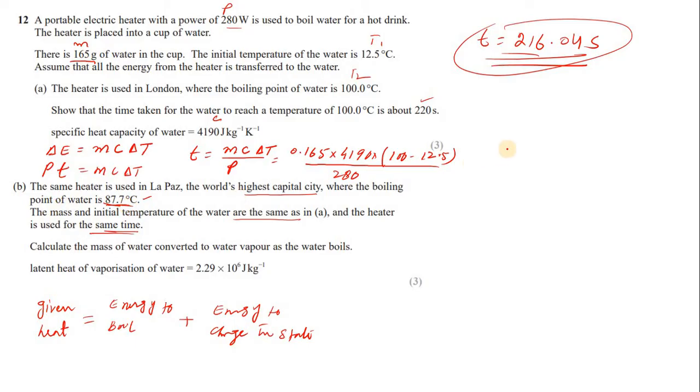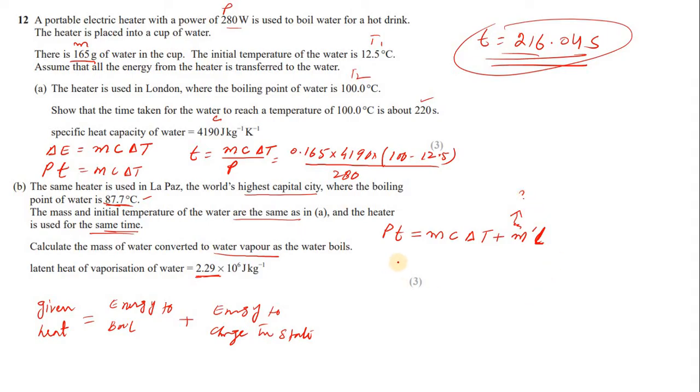Of course, heat is P into T. Let me write here: PT is equal to energy to boil the water. So you can say that mc delta T is the amount of energy that is going to boil the water, reaching temperature 87.7, plus the rest of the energy going into changing the state. For state change, the energy is m dash into L. L is the specific latent heat, and m dash is the mass that is converting into vapor. That's what we need to find.